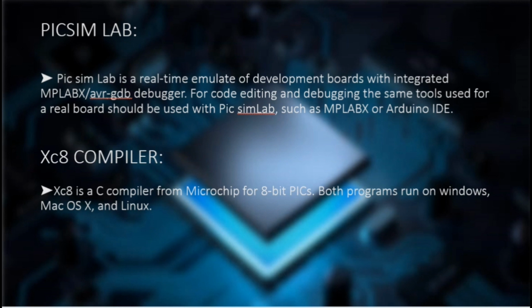Let's move on to PICSimLab. PICSimLab is a real-time emulator of development boards with an integrated MPLab debugger for code editing and debugging. The same tools used for a real board should be used with PICSimLab, such as MPLab X or Arduino IDE. Next, the XC8 compiler. XC8 compiler is a C compiler from Microchip for 8-bit PICs. Both programs run on Windows, Mac OS and Linux.